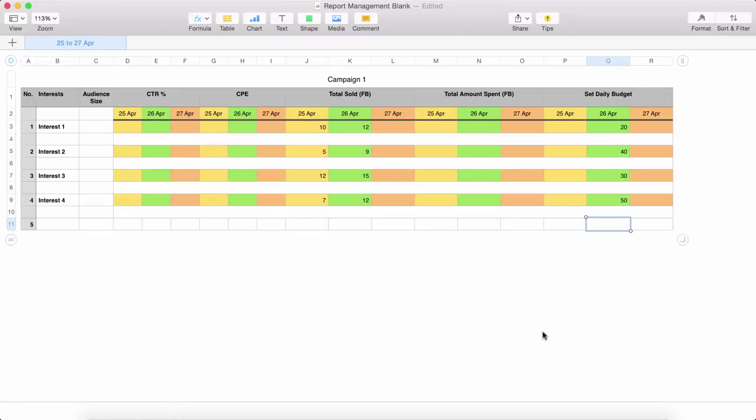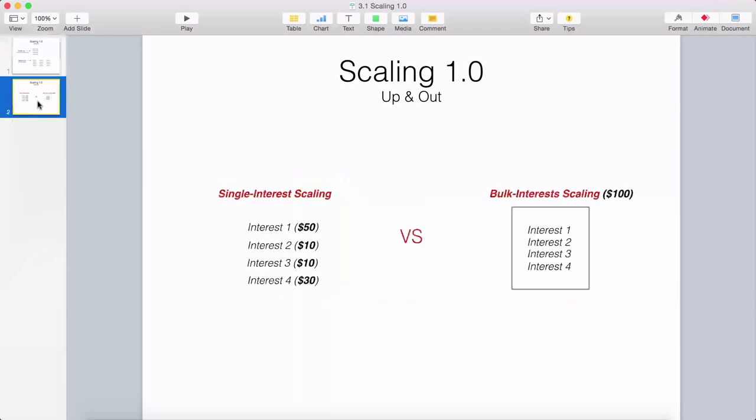I find this to be giving better results than when you scale the bulk interest. So for example, if you are scaling bulk interest here and you set $100 for daily budget, you don't know which interest is actually performing well and which one isn't. I know there is a theory that Facebook will do its job in optimizing this for you, but I think by doing bulk interest, I don't have much control over the scaling process.